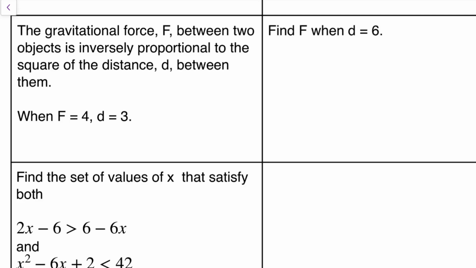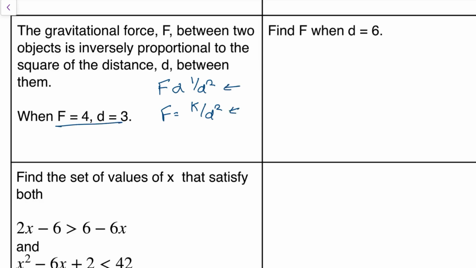Next question. Okay, gravitational force. Right, so this is a proportion question, isn't it? Now, these questions are very similar all the time. It gives me a relationship. So the relationship is that F is inversely proportional to the distance squared. So that means I can write that F is equal to K over D squared. That's my relationship, that's my formula.